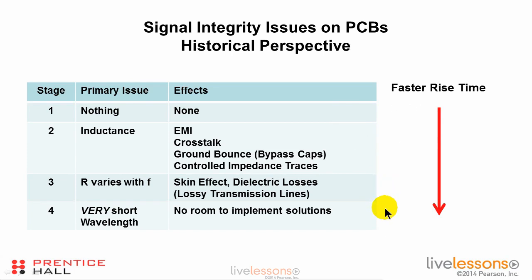And finally, when rise times get really, really fast, and therefore wavelengths get really, really short, we start running into the problems of via lengths becoming significant, via lengths becoming longer than the critical length, and so on. So faster and faster rise times is what is driving us through these stages. Now, individual designers may be at any one of these stages, depending on the technology you're using and depending on the technologies that are common in your particular industry.